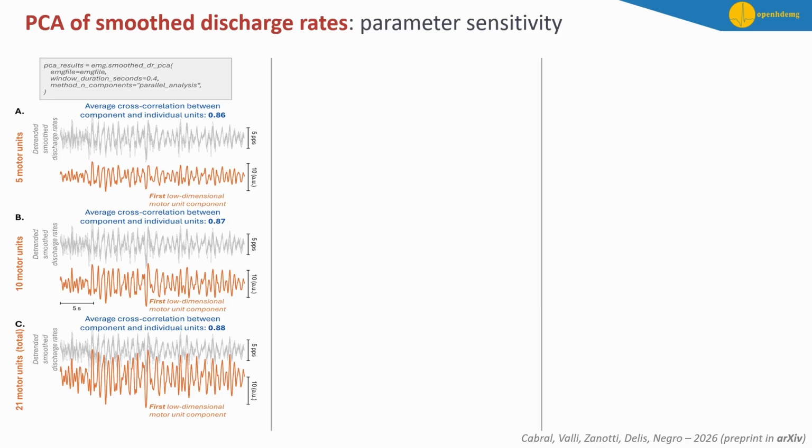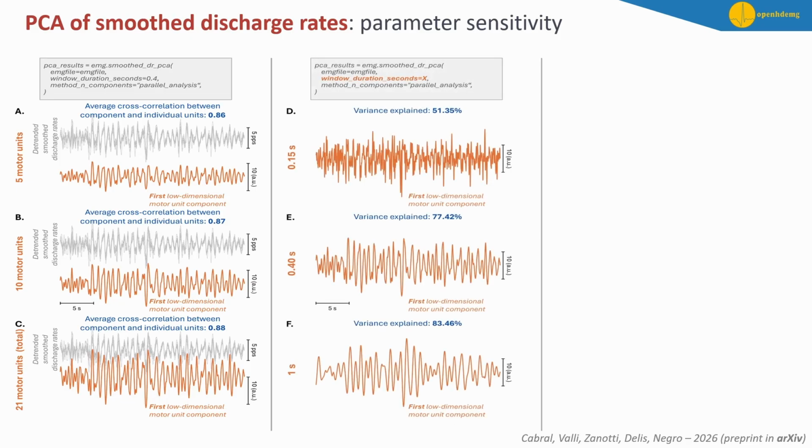Meaning that this first low dimensional component explains around 80% of the units in all the cases in a very similar way, okay? Then, very similar with the common drive index: the smaller the window, the more frequency we pass, so on the top we have a more noisy low dimensional component. The more smoothing we put, the smoother the component, and the larger the variance the component explains in the pool. But again, of course, it is a compromise, where here also we recommend to use 400 milliseconds.